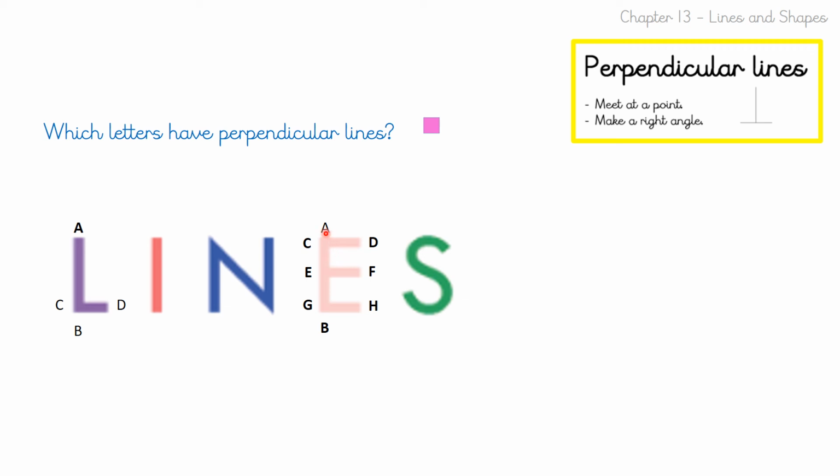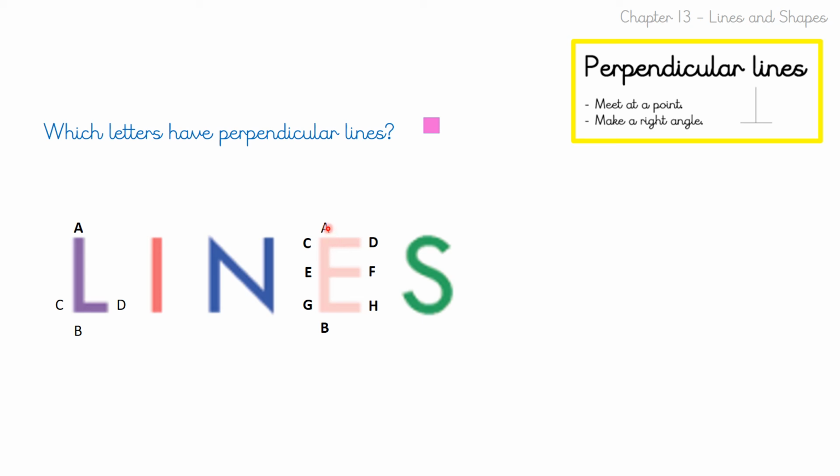We could also say that AB is perpendicular to EF again, so we got 2 right angles for the same lines because they make another right angle here. And finally, AB is perpendicular to GH because they meet at a point and they make a right angle here. Do you understand? So if you can see a right angle, it means that there are perpendicular lines.